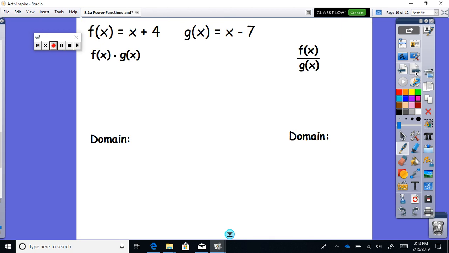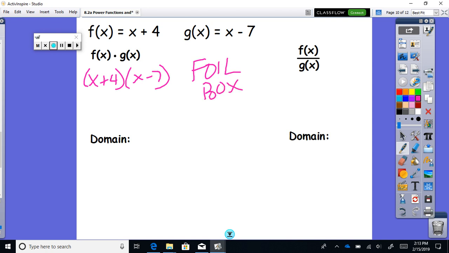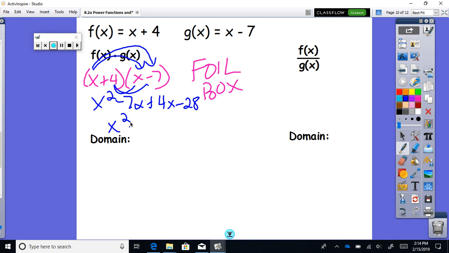All right, some good old linear function review. f of x times g of x. So f of x is x plus 4 times g of x is x minus 7. Here you can use FOIL or box since it's a 2 by 2. If you FOIL, it's first x squared, outside negative 7x, inside plus 4x, last negative 28. Then you combine like terms. So x squared, negative 7 plus 4 is negative 3x, minus 28.